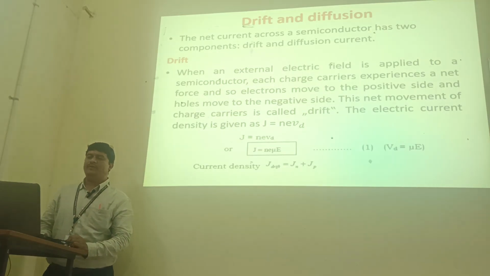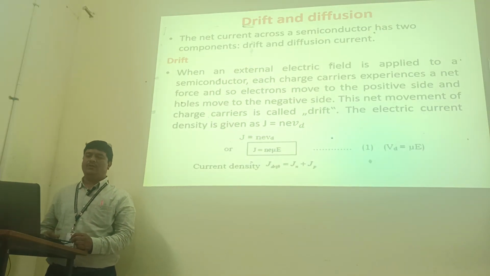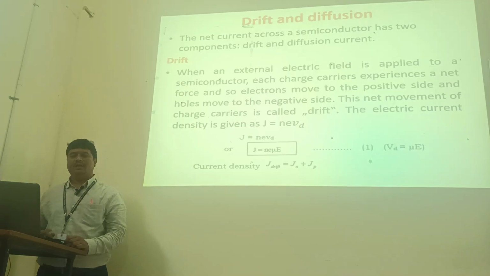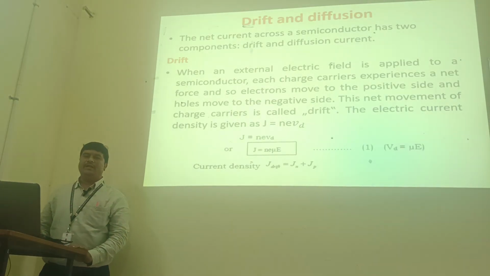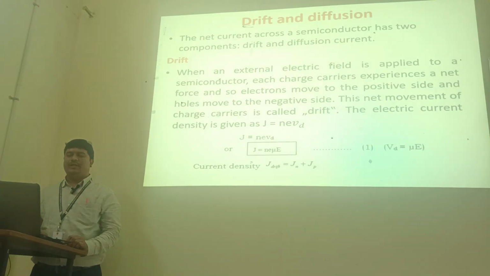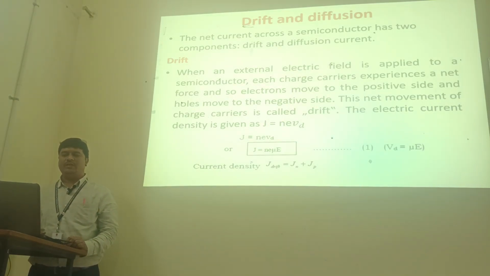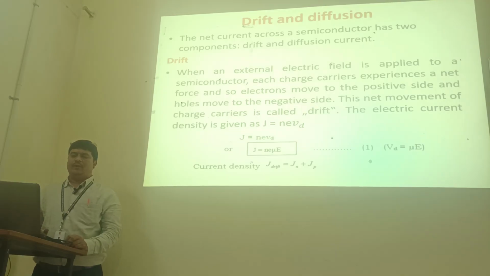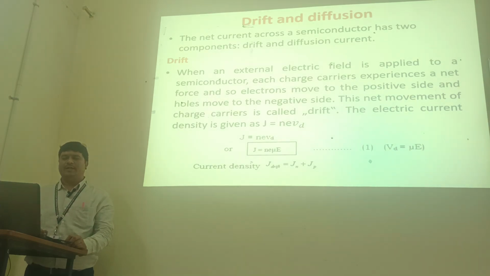Next, we have the drift and diffusion current. The net current across the semiconductor material has two components, that is, drift and diffusion current. What is drift? When an external field is applied in a semiconductor material, each charge carrier experiences a net force, and so electrons move to the positive side and holes move to the negative side. This net movement of charge carriers is called drift.